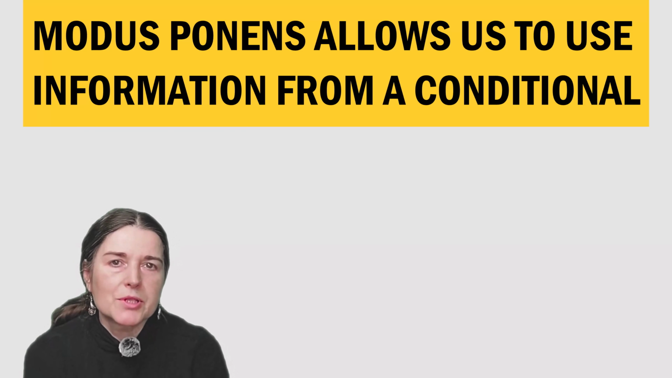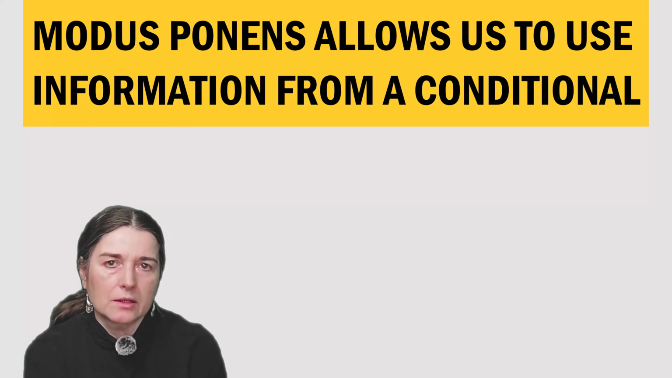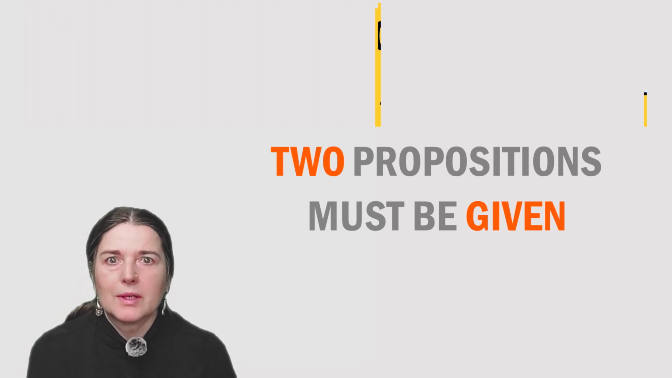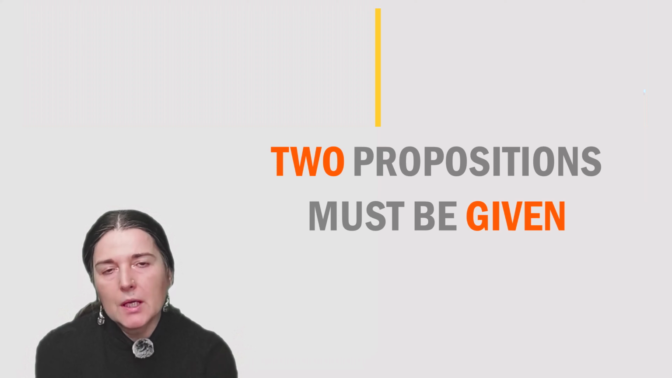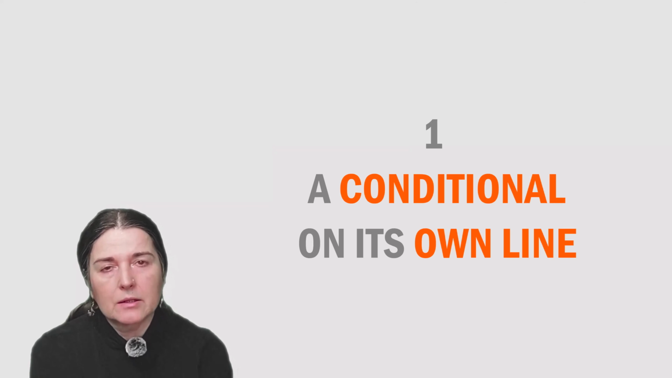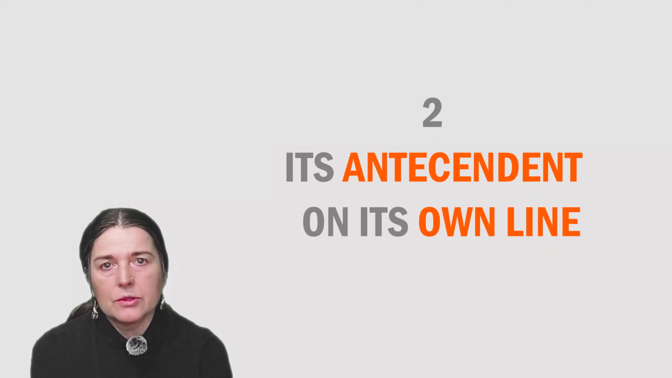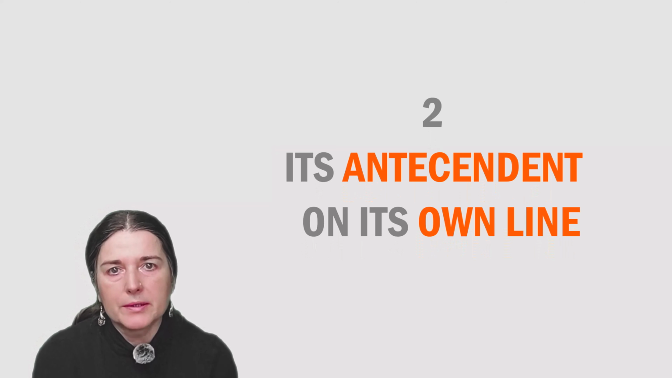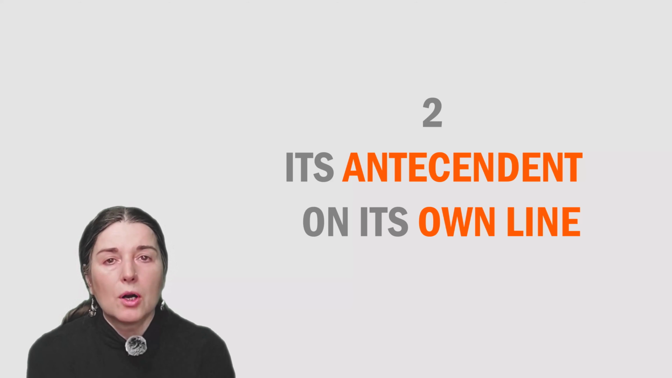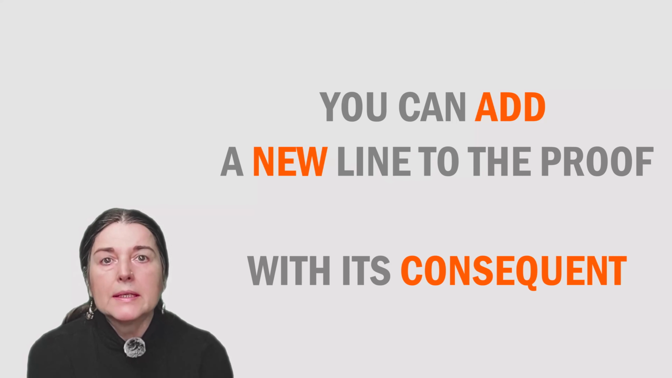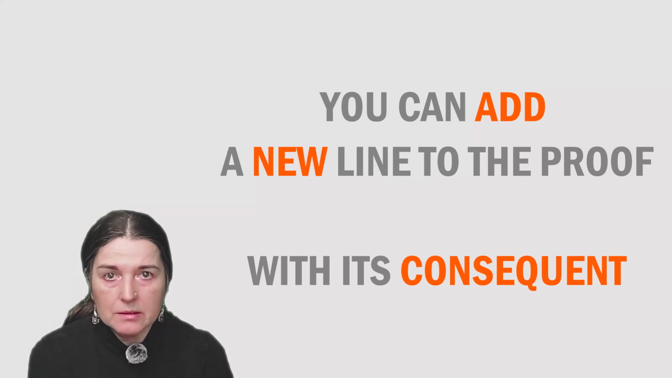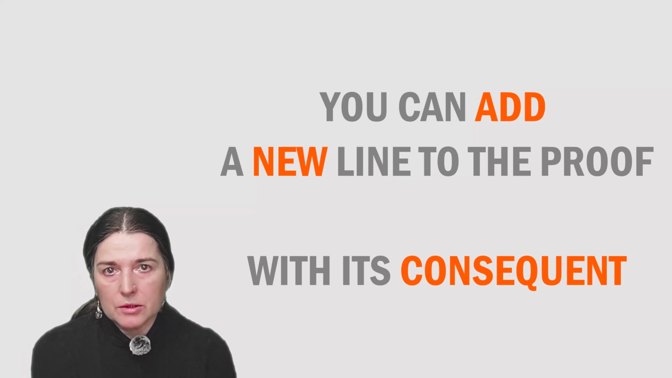Modus Ponens allows us to use the information contained in a conditional, but you need to have something else. You need two propositions in order to apply the rule. You need to have the conditional standing on its own line, and you need to match the conditional with its antecedent. So you need to have the antecedent of the conditional also standing on its own line. Then and only then can you apply the Modus Ponens rule, and you will derive the consequent of the conditional that will then stand on its own line.